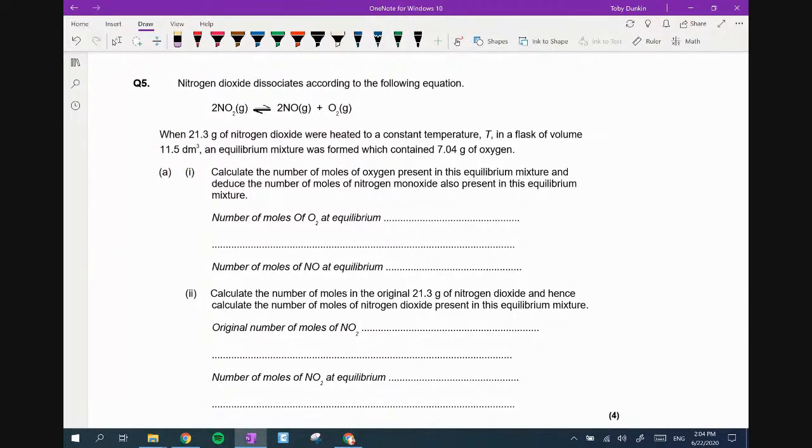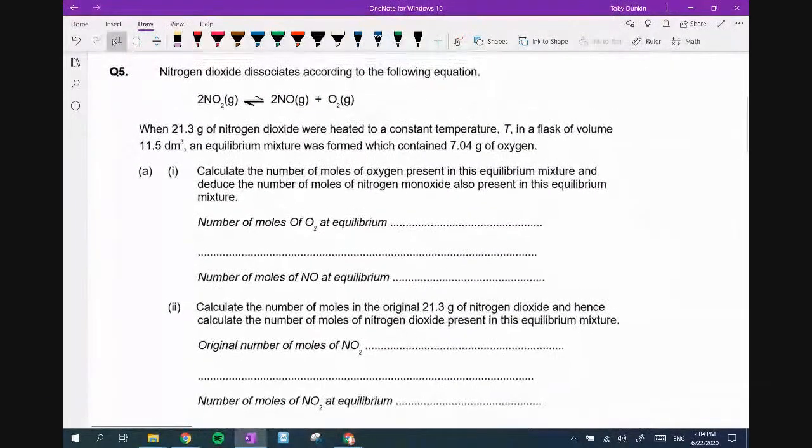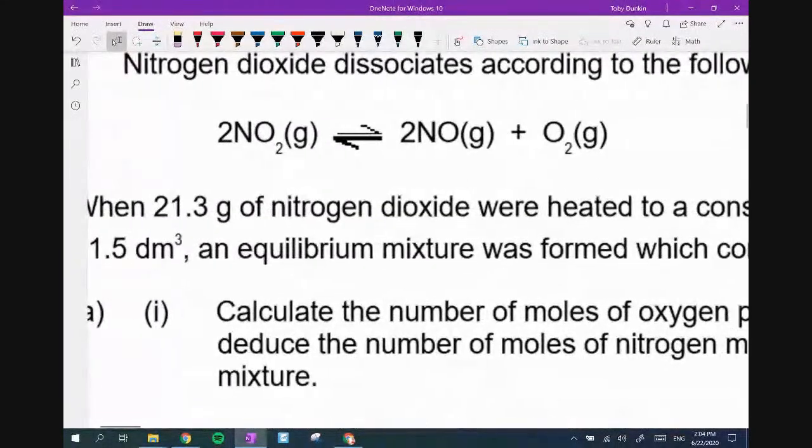When 21.3 grams of nitrogen dioxide was heated to a constant temperature T in a flask of volume 11.5, an equilibrium mixture was formed which contained 7.04 grams of oxygen. Calculate the number of moles of oxygen present at equilibrium and the moles of nitrogen monoxide present at this equilibrium. Right, okay.